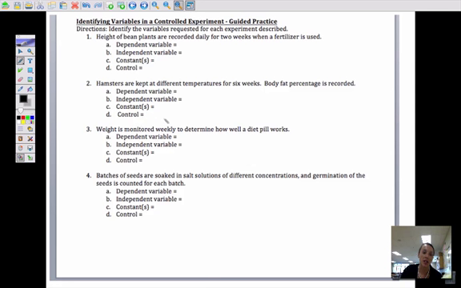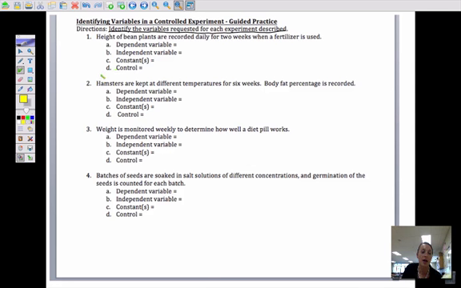One of the trickiest parts about doing controlled experiments is identifying those variables. So in the first two problems, I'm going to guide you through it. The directions say, identify the variables requested for each experiment described. Our first experiment is: height of the bean plants is recorded daily for 2 weeks when a fertilizer is used. And it wants me to find my dependent variable, my independent variable, my constants, and my control setup.